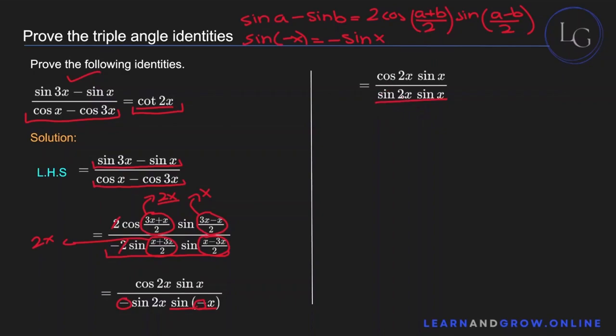Now, once you've simplified it this far, you can cancel out this sine x and this sine x to get cos 2x by sine 2x, which is equal to cotangent 2x, right? Because sine 2x by cos x is equal to tan x. So cos 2x by sine 2x is equal to cotangent 2x. And so you've proven the triple angle identity for cotangent. And again, the same logic can be applied for the tangent function as well.